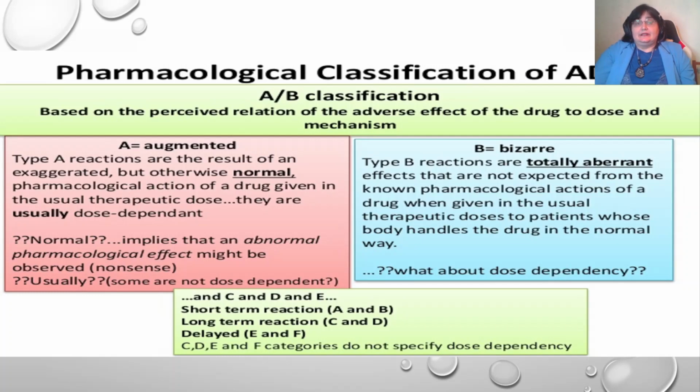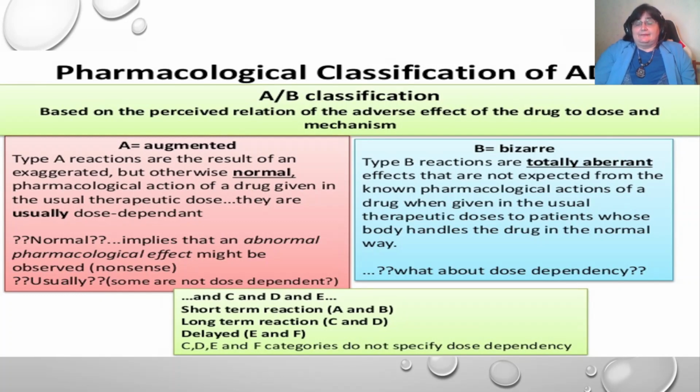About the augmented classification: augmented adverse reactions, type A reactions, are the result of an exaggerated but otherwise normal pharmacological action of a drug given in the usual therapeutic dose. They are usually dose dependent. Normal implies that an abnormal pharmacological effect might be observed, and usually some are not dose dependent. This question you should ask yourself when you make an assessment.